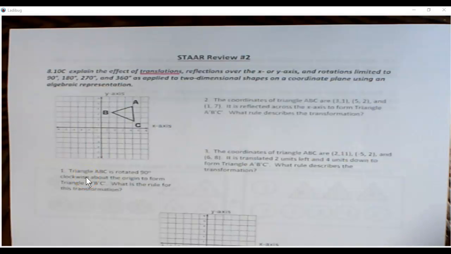Alright, STAAR review number 2. For today's video, we are going to review different types of transformations as well as solving equations with variables on both sides. First up, though, will be our transformations.